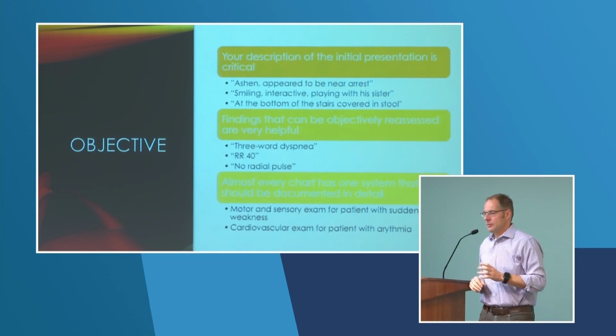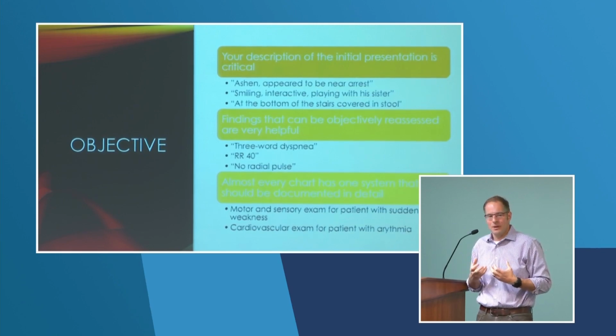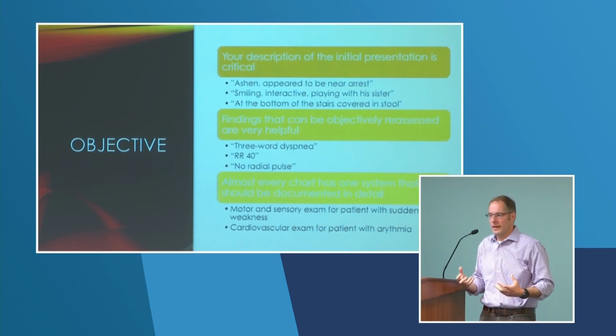And in the objective, there's usually one system that really needs to be documented well. So, for example, if you're dealing with someone with sudden onset weakness, describing what they can move, what they can feel is really critical. If you're dealing with a patient who has an arrhythmia, say AFib, describing the cardiovascular exam, whether the heartbeat was regular or irregular, what kind of perfusion they had, what their pulses were, those are the key things. And then most of the other things aren't that relevant.